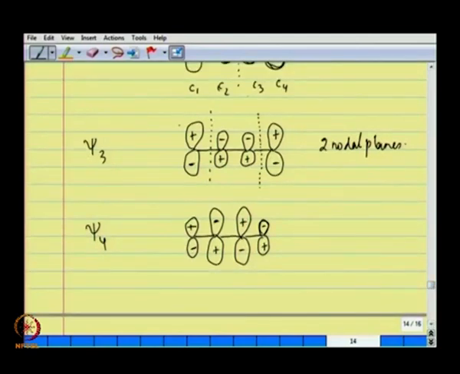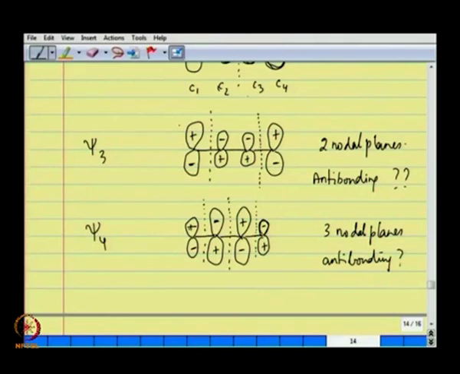You see the difference between 3 and 4, there are still two nodal planes here because the orbital changes sign between carbon 1 and carbon 2, the molecular orbital has the 2p orbitals with different signs, and there is also a change in sign. I guess there is also a change in sign here, okay, plus minus, plus minus, plus minus, 3 nodal planes. So clearly this is also anti-bonding for this group of 4 electrons, anti-bonding.